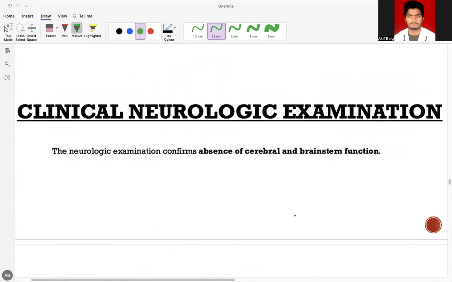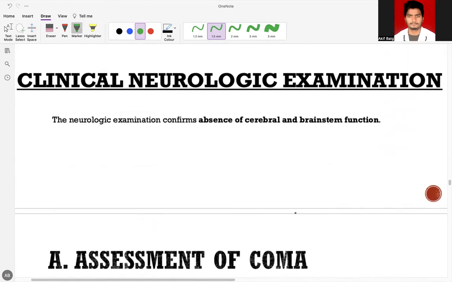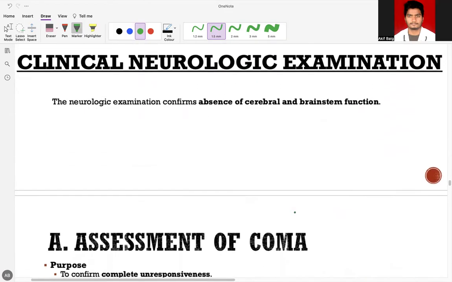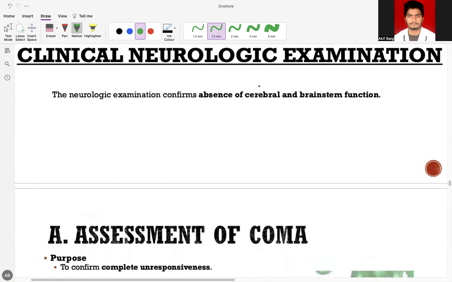Next important thing is to do a clinical neurological examination to assess for absence of both cerebral as well as brainstem function. Both cerebrum and brainstem function should be stopped. Then only is a patient labeled as brain dead.